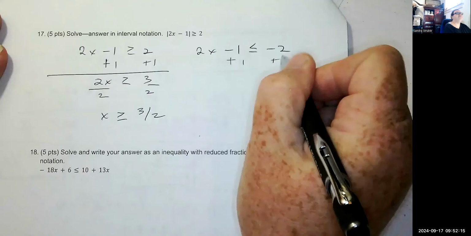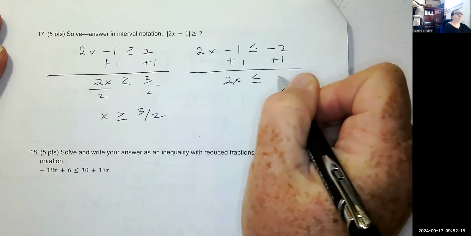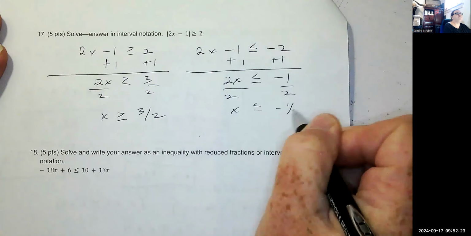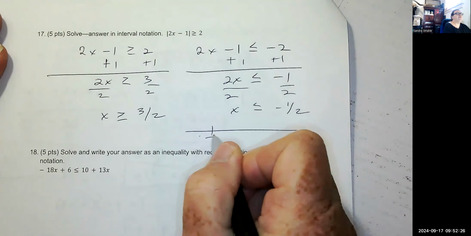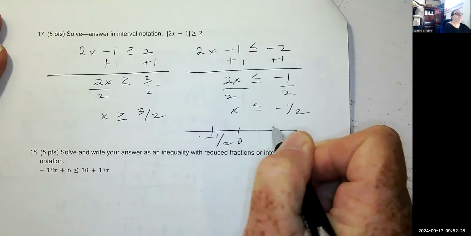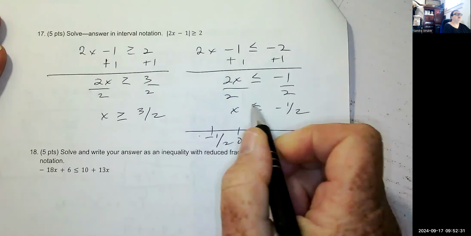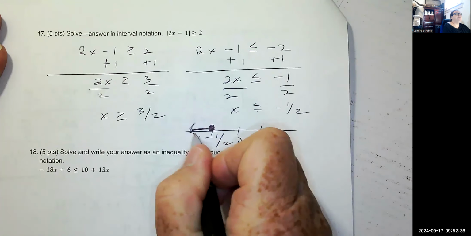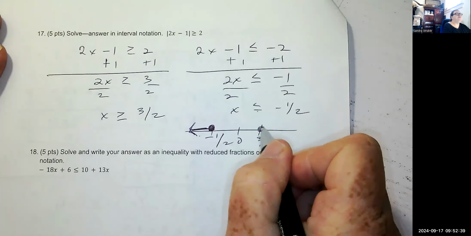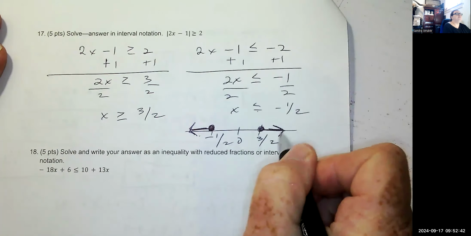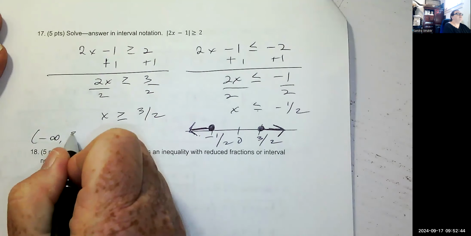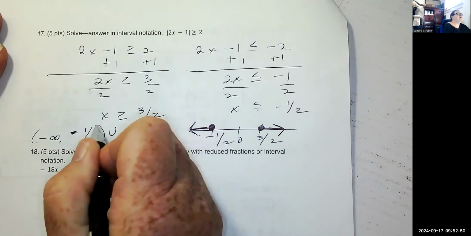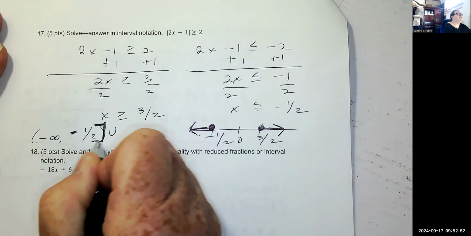Plus 1. Divided by 2. All right, I'm just thinking about my number line here. I've got -1/2, 0, and 3/2. -1/2 is filled in, and it's x is less than, and 3/2 filled in, and it's greater than. So negative infinity to -1/2, and needs a bracket because it's included.